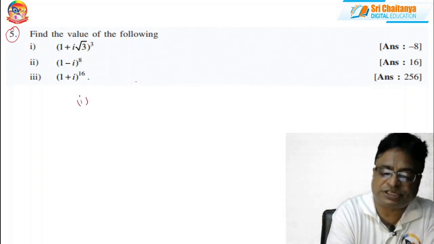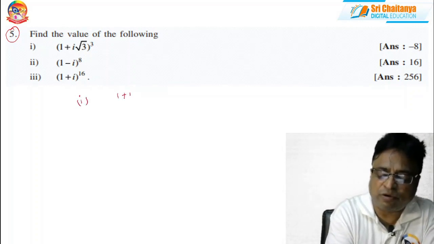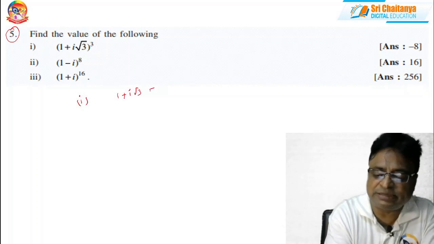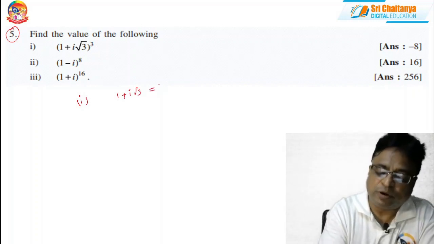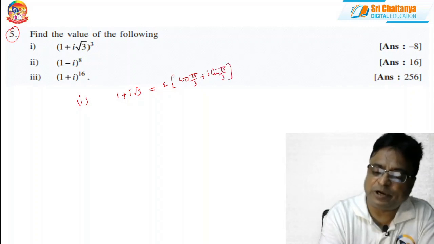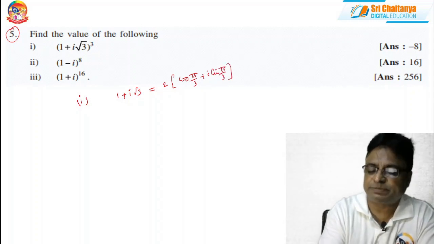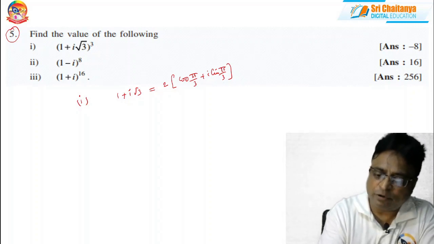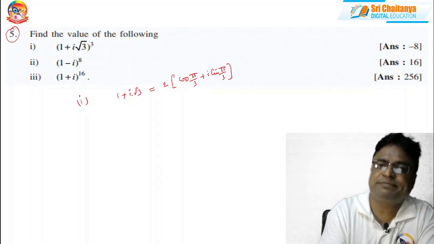For the first question, what I am doing is, first you write this in modulus amplitude form. What is the modulus? Root of a square plus b square. That is 2 into cos pi by 3 plus I sin pi by 3. This is modulus amplitude form because the amplitude is tan inverse root 3, that is pi by 3. If you have a doubt, please simplify this. Cos pi by 3 is 1 by 2, and sin pi by 3 is root 3 by 2. After simplification, you get the same.